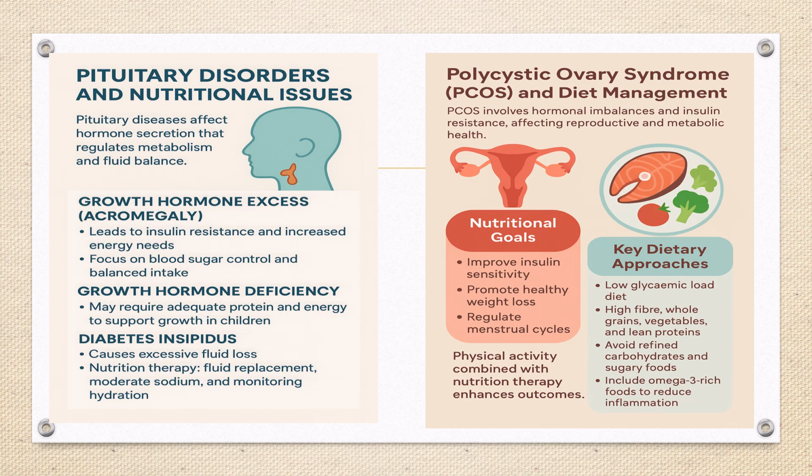Let's look into polycystic ovarian syndrome and diet management. PCOS involves hormonal imbalances and insulin resistance, affecting reproductive and metabolic health. We have our nutritional goals in this period. We want to improve insulin sensitivity, we want to promote healthy weight loss, and then we want to ensure that there is a regular menstrual cycle.